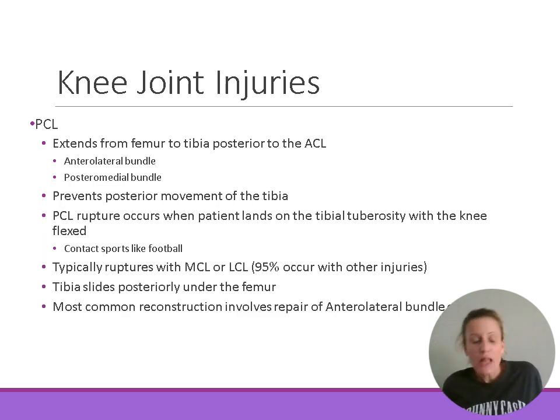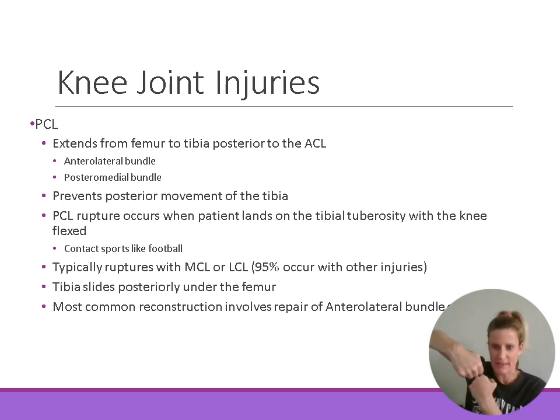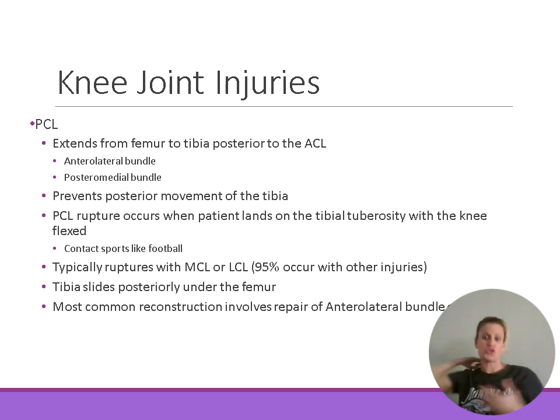The PCL, or posterior cruciate ligament, extends from the femur to the tibia in the posterior aspect of the knee. So it's just behind the ACL. It is split into multiple bundles, so it has multiple parts to it. It's kind of Y-shaped. The PCL prevents posterior movement of the tibia. The PCL is the strongest ligament that we have in the knee.